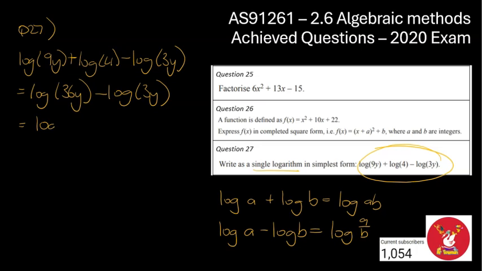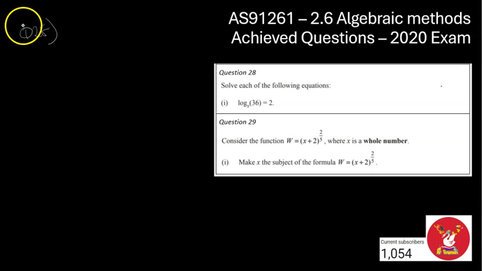So we're going to have log of 36y divided by 3y. And here we can simplify. The y's are going to cancel each other out, and 36 divided by 3 is 12. So all of this mess, when it gets down to it, is going to become log 12. Now on to question number 28.